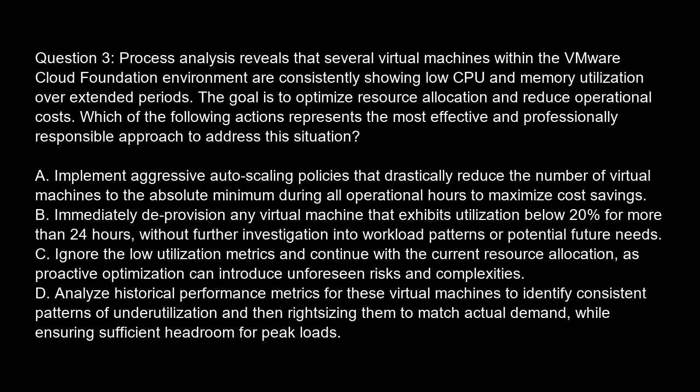Option C. Ignore the low utilization metrics and continue with the current resource allocation, as proactive optimization can introduce unforeseen risks and complexities. Option D. Analyze historical performance metrics for these virtual machines to identify consistent patterns of underutilization, and then right-size them to match actual demand, while ensuring sufficient headroom for peak loads.